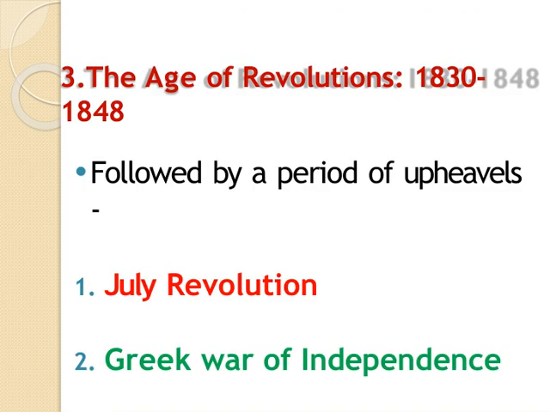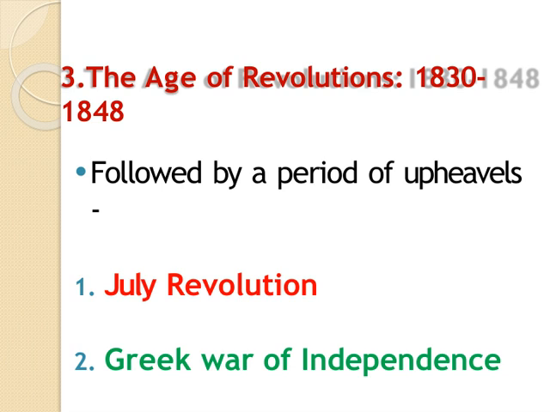Now, moving on to the next significant period, the Age of Revolutions from 1830 to 1848. This was a time marked by widespread upheaval across Europe and beyond. These revolts were driven by a desire for greater political freedom, national independence, and social change. One of the key events was the July Revolution in 1830, which led to the overthrow of the Bourbon King Charles X in France. This revolution was fueled by dissatisfaction with the old monarchy and demands for more liberal reforms.